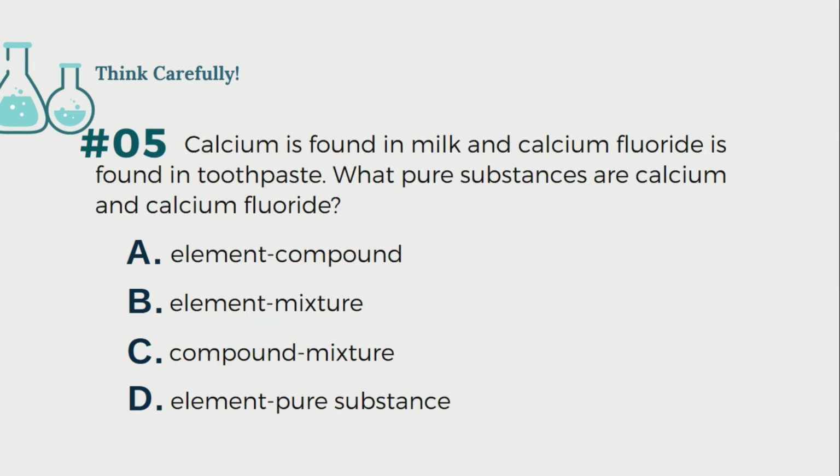Question number 5. Calcium is found in milk and calcium chloride is found in toothpaste. What pure substances are calcium and calcium chloride? A. Element compound. B. Element mixture. C. Compound mixture. D. Element pure substance.